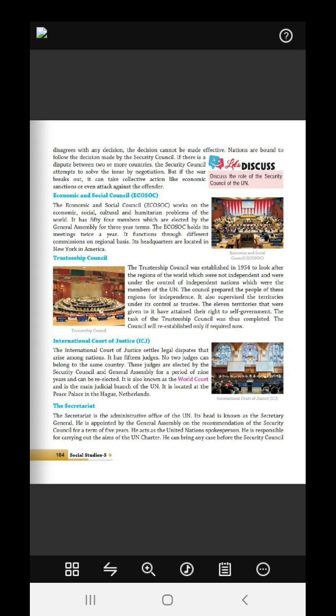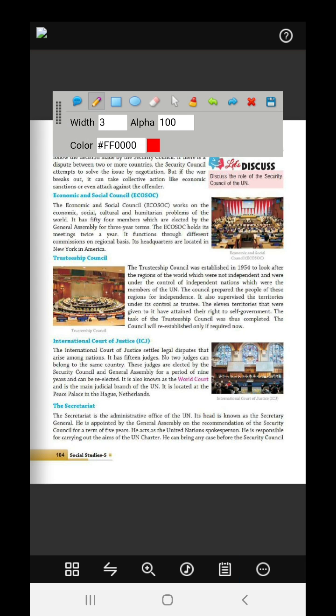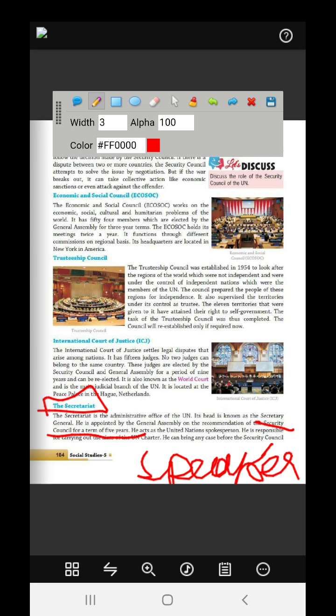The Secretariat. The Secretariat is the administrative organ. Now, it's a body also, and a single person will head this body. Its head is known as the Secretary General. He is appointed by the General Assembly on the recommendation of the Security Council for a term of 5 years. He acts as the United Nations spokesperson, just like the speaker we have in our Lok Sabha.